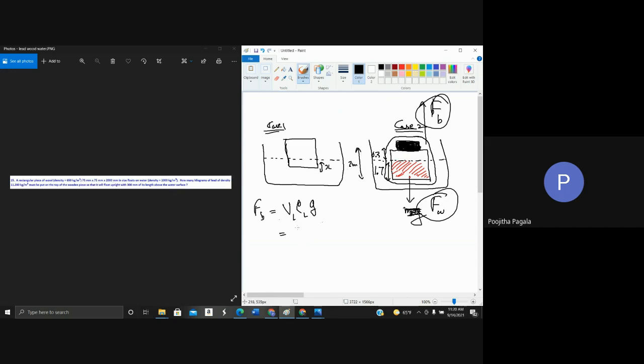So what is the volume going to be? Volume will be 0.075 into 0.075 square into 1.7. This is the volume of the cuboid which is immersed. Density of the liquid. What is the density of liquid? 1000 into what is the g ఎంత? g 10. ఇది F_B.